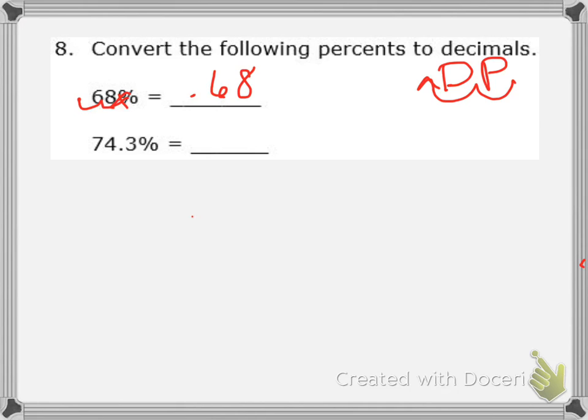Same concept, you're going to move it 2 times to the left. You're going to move the decimal 2 times to the left, but you already see the decimal right here. So you find it, cross it off, move it 2 times, and you'll get 743 thousandths as your answer.